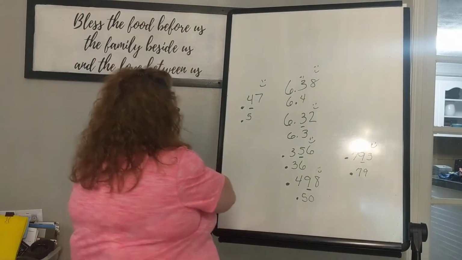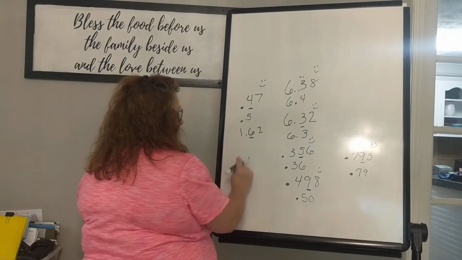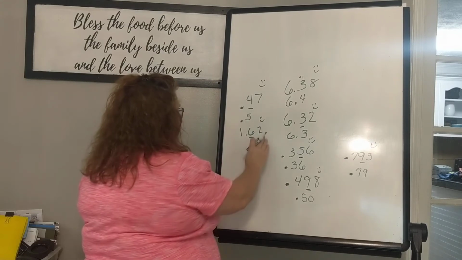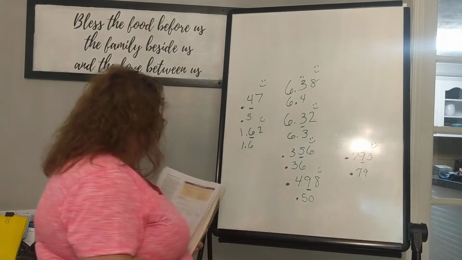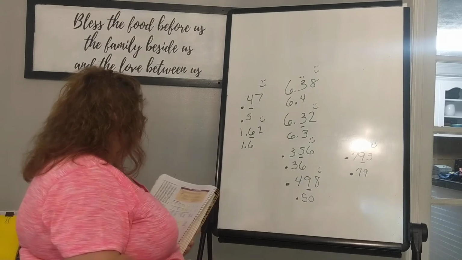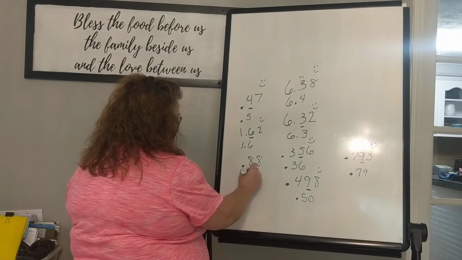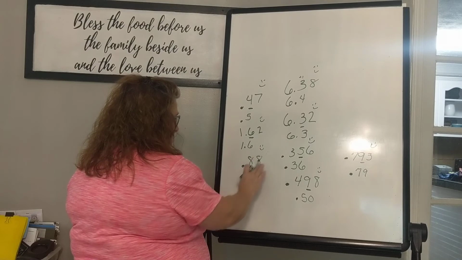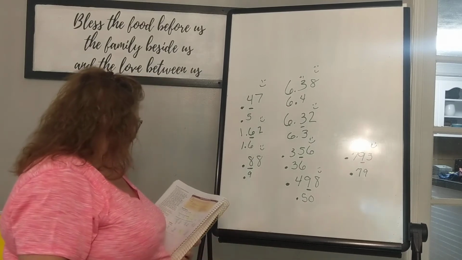Okay, next we have 1.62. We're rounding to the nearest tenth. The digit after that place in the hundredths will be our looker digit. It's less than 5, so we just leave our number we're rounding to the same, 1.6. Then we have 0.88, rounding to the nearest tenth. The digit after it is our looker digit. It's 5 or more, so we will add 1 to the digit we're rounding to, 0.9.